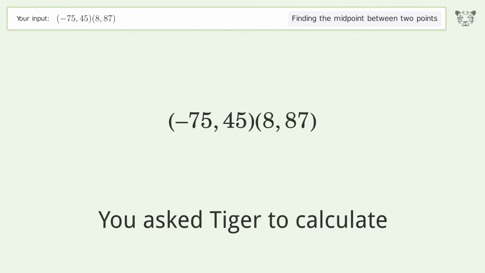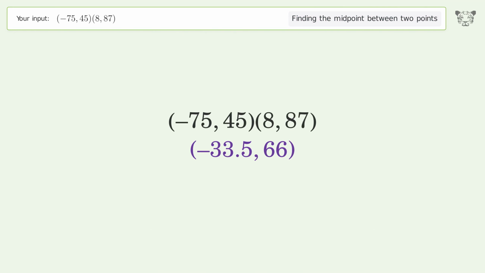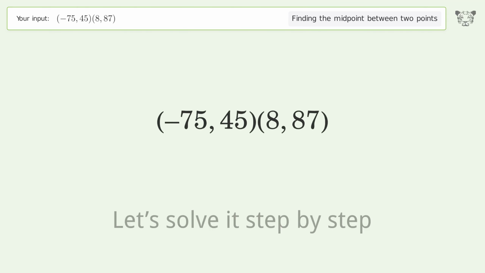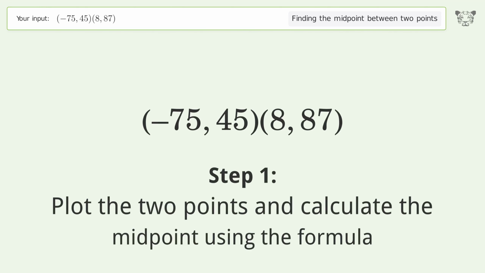You ask Tiger to calculate. This deals with finding the midpoint between 2 points. The midpoint between the 2 points is negative 33.566. Let's solve it step by step. Plot the 2 points and calculate the midpoint using the formula.